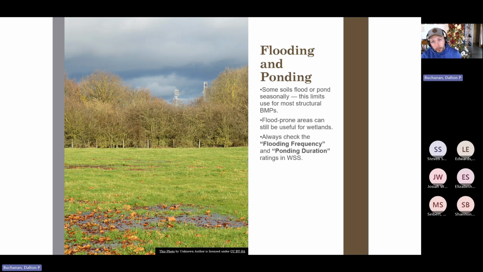Some soils are going to flood or pond seasonally. And this is going to significantly limit a lot of your uses for most of your structural BMPs. We usually avoid those, with the exception of things like wetlands or rain gardens. Stream restoration would be in flood-prone areas. So unless it's something that benefits from getting flooded, most of our BMPs will not work if there is a flooding frequency or ponding duration that's pretty high.